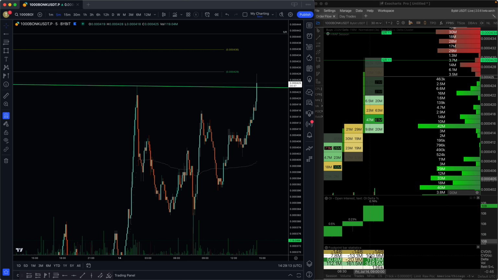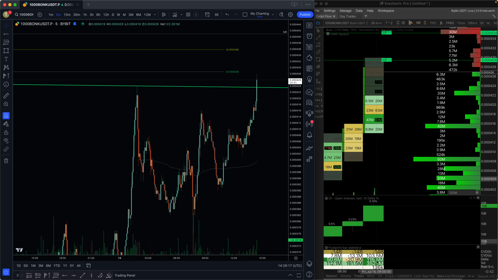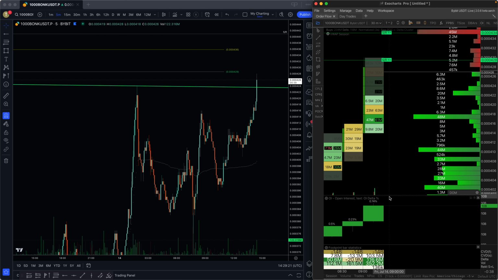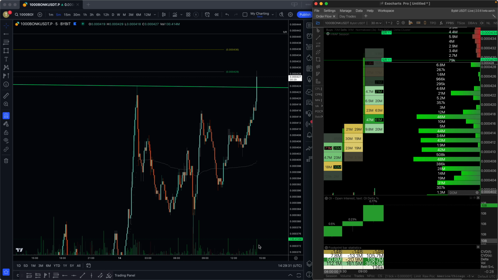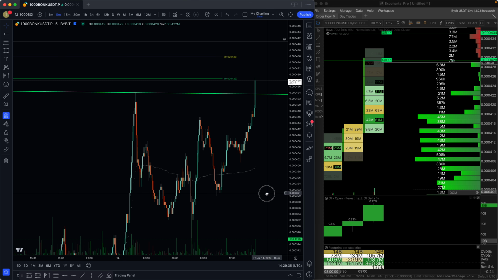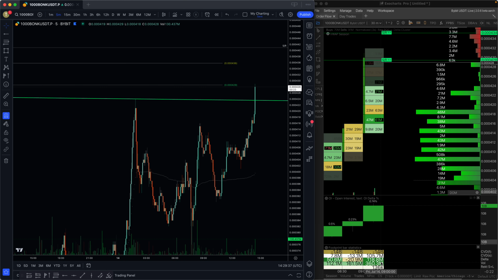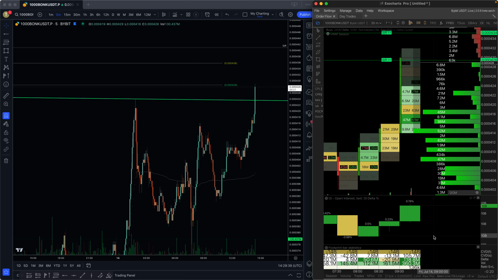Watch this delta. Positive delta, but still price is somewhat rejected from this level. What do we have here? Let's see. Going up. I need to see more volume confirmation than this. 118. That's a lot of volume right there.